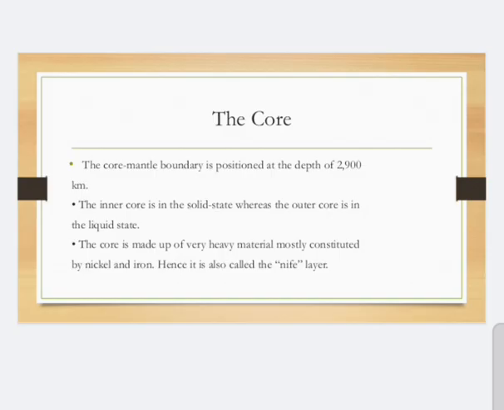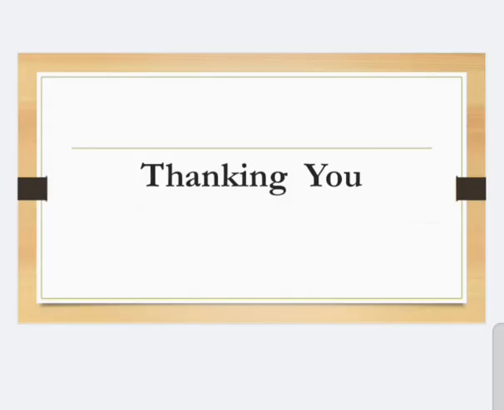So the next structure is the core. The core-mantle boundary is positioned at a depth of 2900 kilometers. The inner core is in the solid state, whereas the outer core is in the liquid state. The core is made up of very heavy material, mostly nickel and iron, hence it is also called the NiFe layer. So these are all about the structure of the earth. There are three parts. Thank you.